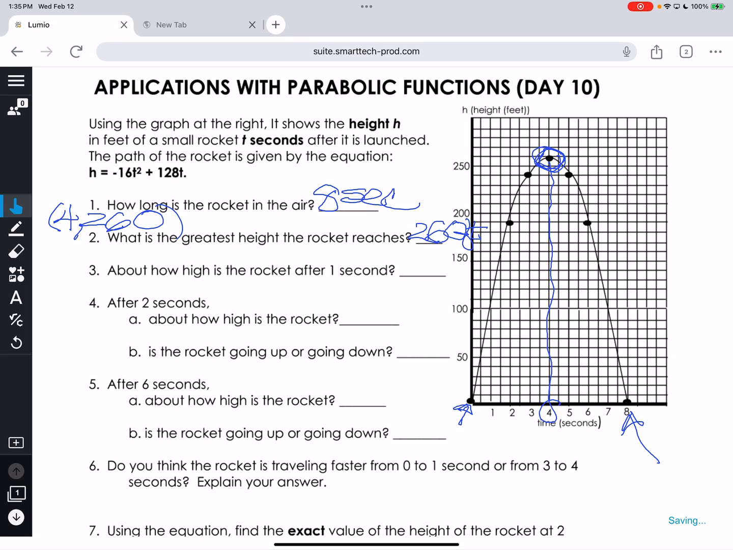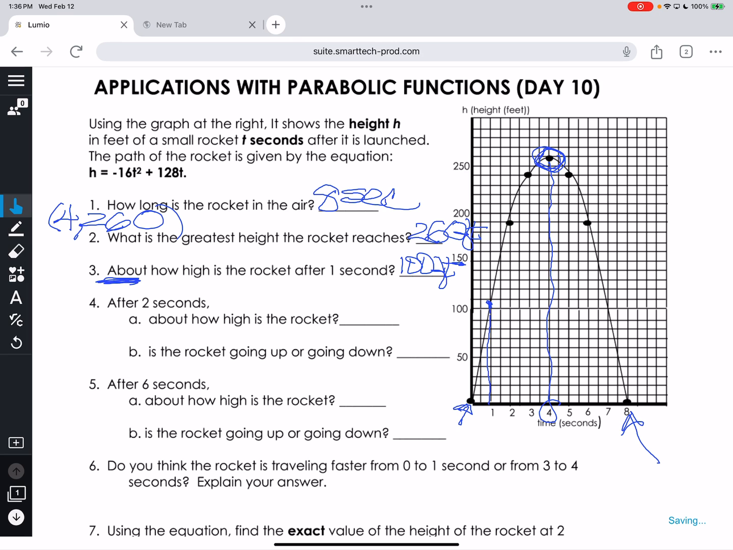All right. About how high is the rocket after 1 second? It's going to be somewhere about... notice the word right there, about. If we go up from 1, it's going to cross, not quite, because see, here's 150. Somewhere in there. I'll put about. It's going to be ish, though, 100 feet.